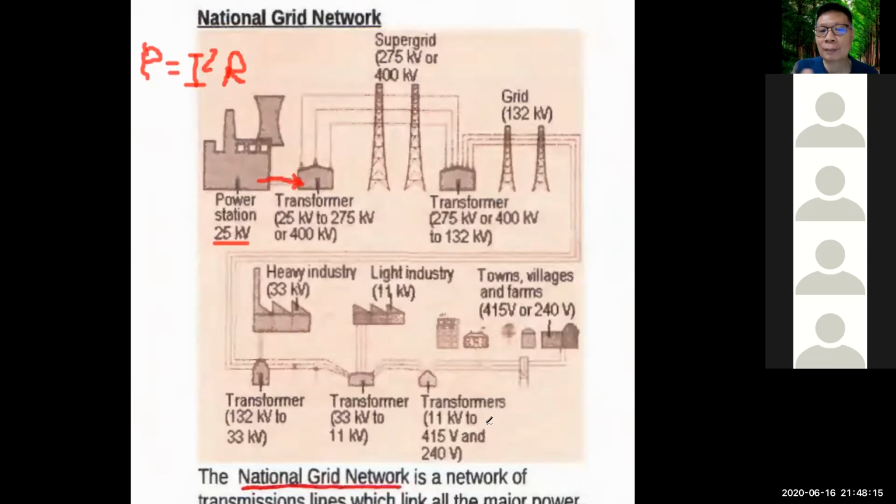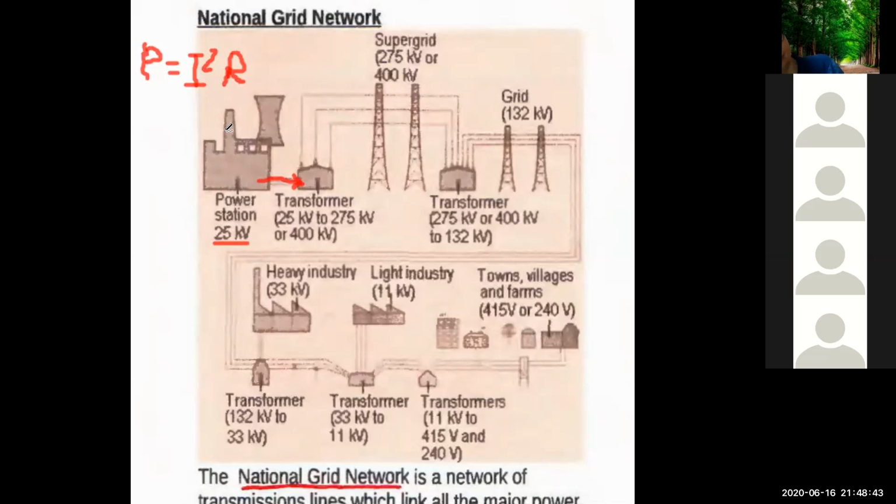Okay, now you see, here only one power station. Do you think one power station can supply electric to the whole country? Can or not? No, cannot. Definitely cannot. If the whole country only relies on one power station, very dangerous. If this power station has a problem, then the whole country has no electric.